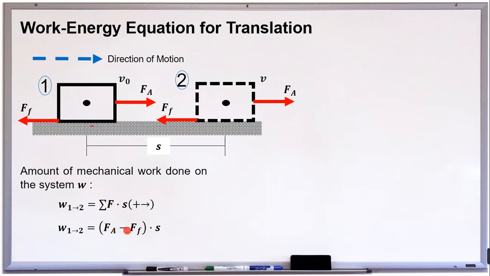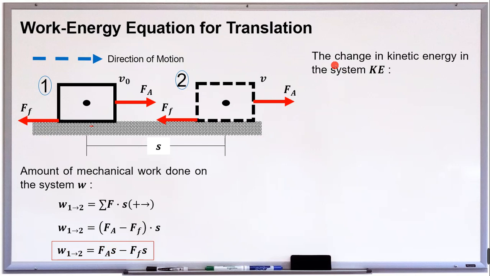So we have here Fa minus Ff times the displacement. Both of these forces have the same displacement, and that is equal to S. Again, the negative here indicates that the frictional force does a negative work on our system, which means that it reduces the speed of our system. Now, if we simplify this by distributing the S, we have the work done from 1 to 2 is equal to Fa times S minus the frictional force times the displacement.